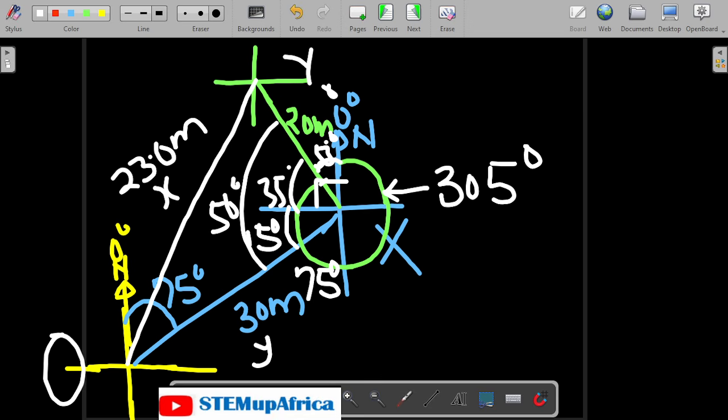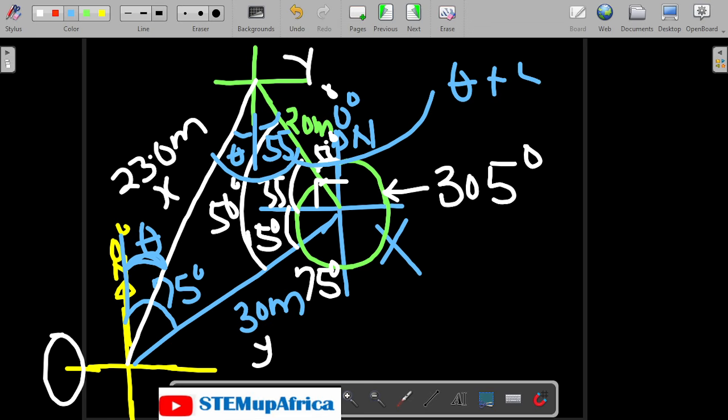Then next, according to the original question, we should find the bearing of Y from O, meaning just from here to here. All bearings come from the north. Let's call here theta, which is the bearing. If here is theta, here is also theta. The reason is alternate angles. If that place is theta, that means here is 55, here is also 55. So the total angle here will give us theta plus 55 degrees.